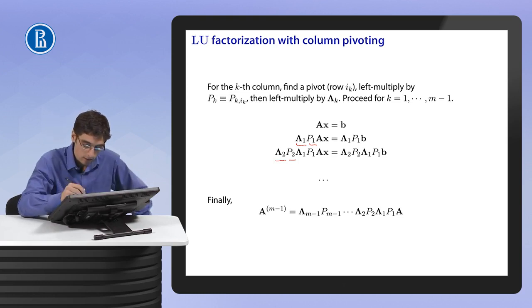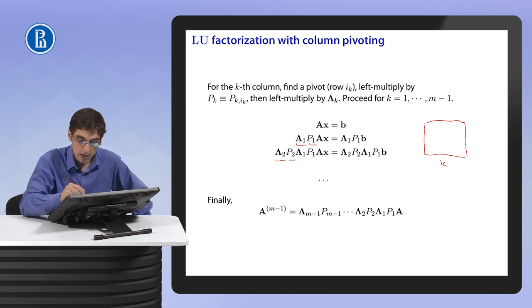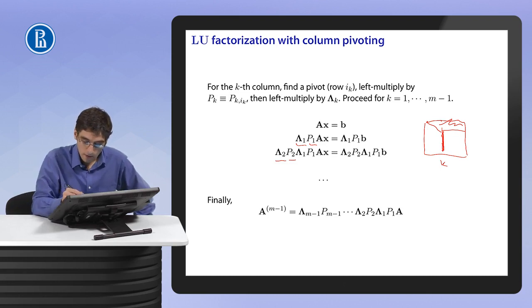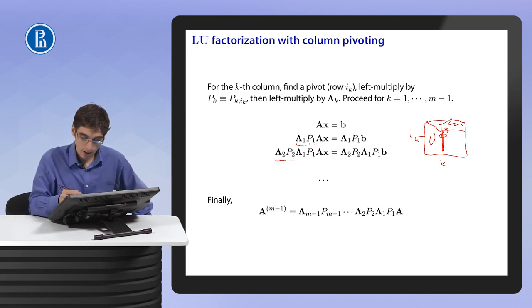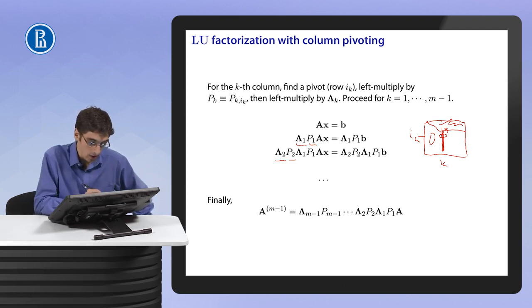So if we look at the step number k, suppose we are working with the column k. It means that this part of the matrix is already done. This is the column we're working on, and these are all zeros already. So we find the pivot, say it will be i_k. We take this element, we bring it to the top, and then eliminate the column. And when we do it m-1 times, what we have is the result.